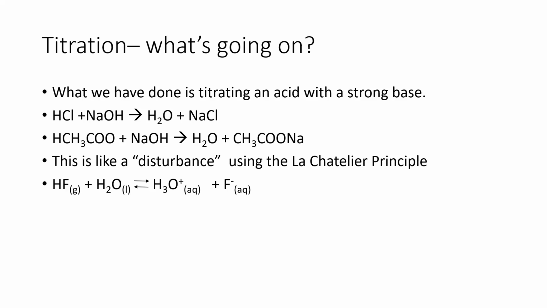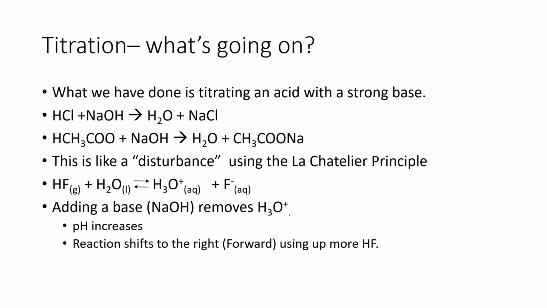So remember, our original equilibrium reaction looks like this: HF plus H2O in equilibrium with H3O+ and the conjugate base F-. And when we add the base, the sodium hydroxide, to the flask underneath the burette, that hydronium is going to react with the OH-, forming neutral water. So we pull the H3O+ out of the solution. That means the pH is going to rise. It's going to be less acidic, so the pH is going to start going up.